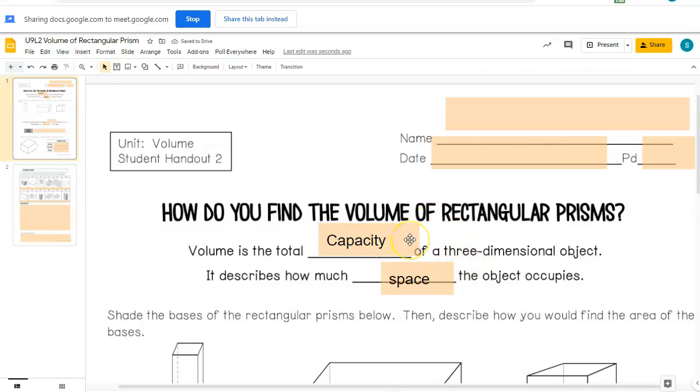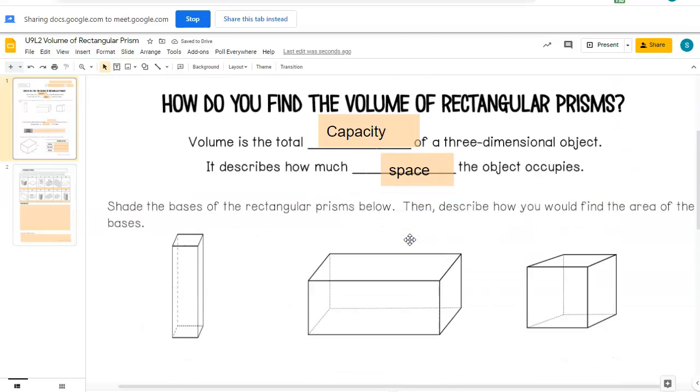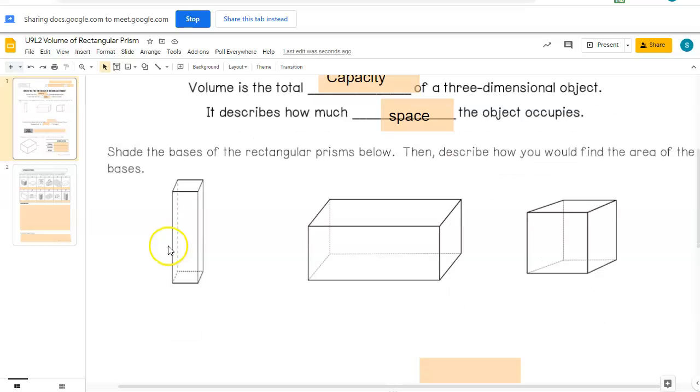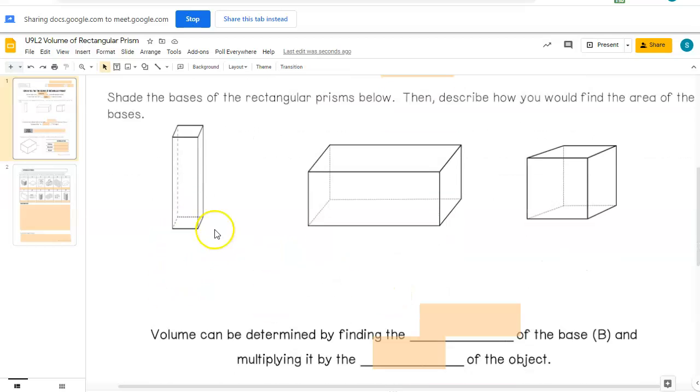Alright. Now, before, when we talked about surface area, we thought about how many post-it notes, how many little squares it would take to cover the outside. Well, here we're going to assume that we're going to fill that shape or make that shape out of cubes, and we're going to ask how many cubes it would take to fill it up. Now, we're going to think of it as layers of cubes.